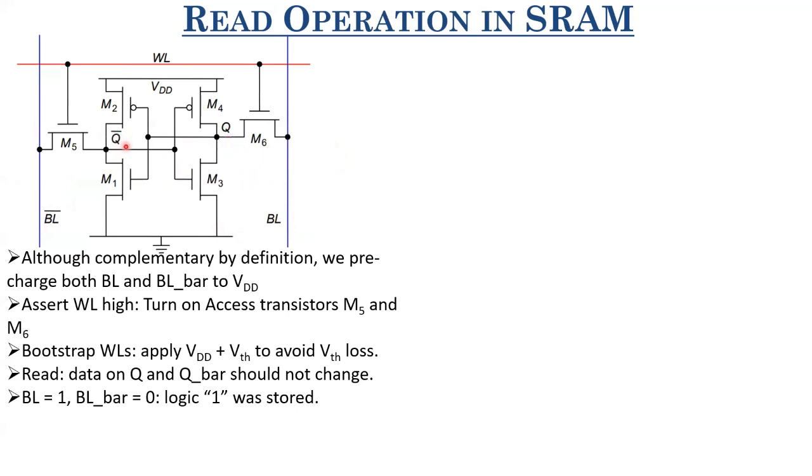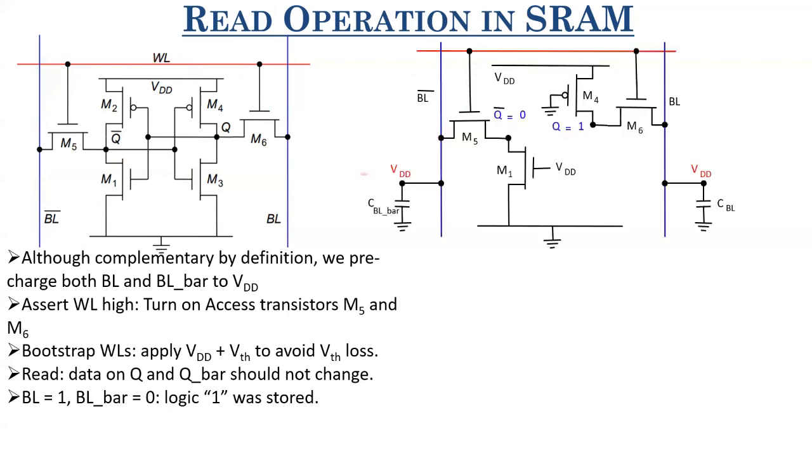Now, in this condition, when Q is equal to 1 and Q bar is equal to 0, with BL and BL bar both precharged to VDD and WL asserted high, the circuit looks something like this. We have these capacitances, CBL and CBL bar, which are charged to VDD. Q is equal to 1, Q bar is equal to 0. Since Q bar is 0, this M3 is cut off, so we haven't shown it. And since Q bar is 0, the gate of M4 is grounded. So this is what happens when you apply all these pulses in the order that I've told you.